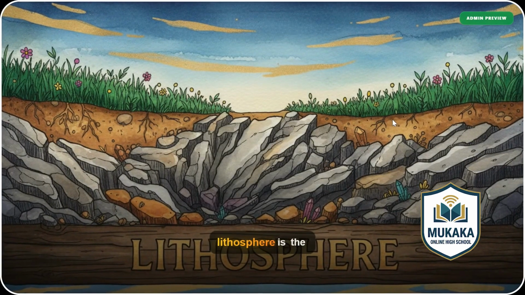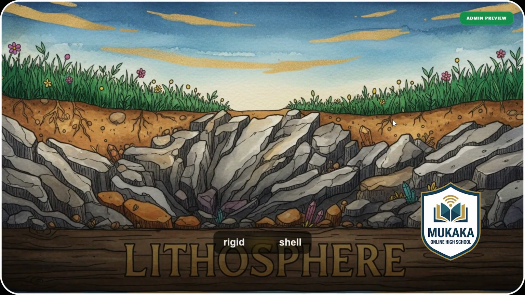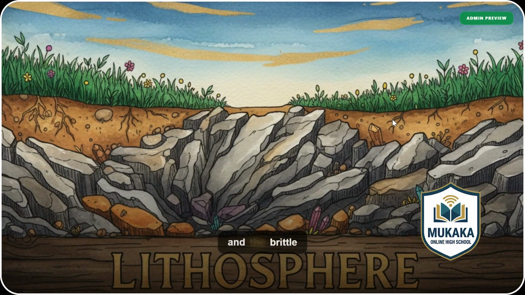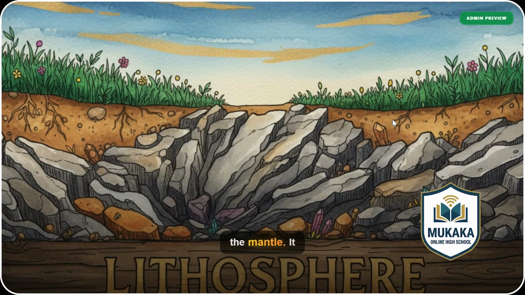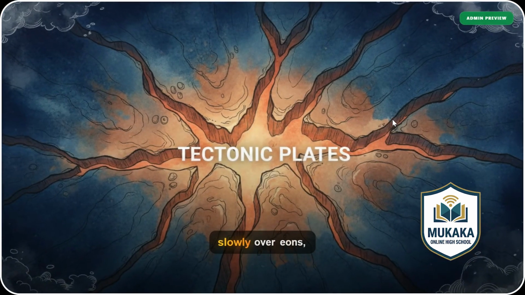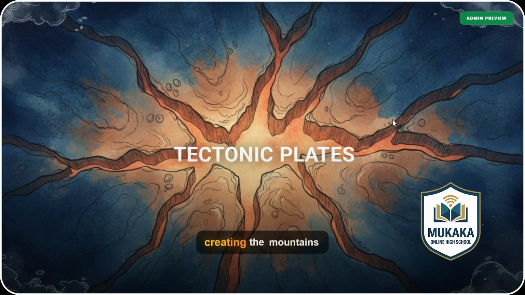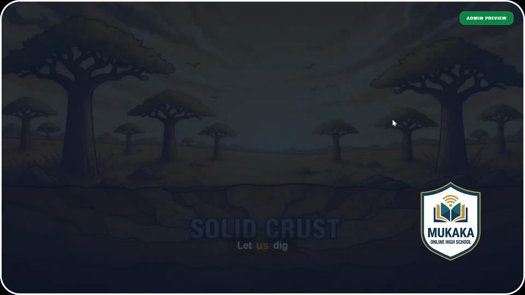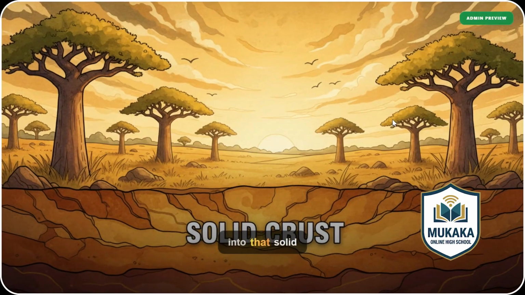The lithosphere is the rigid outer shell of the Earth, comprising the crust and the brittle upper portion of the mantle. It is not an unbroken shell, however. It is cracked into massive tectonic plates that drift slowly over eons, creating the mountains and valleys we see today. Let us dig a little deeper into that solid crust.